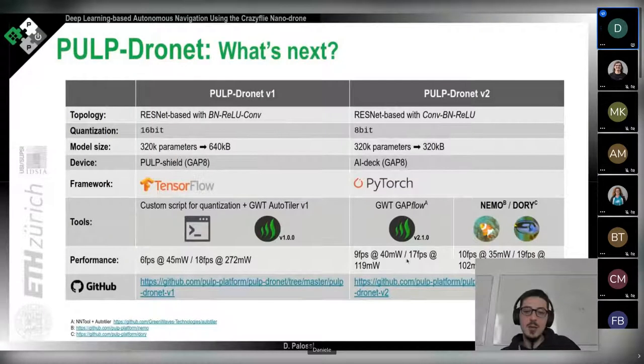As you can see, these two couples of frame rate and power consumption refer, as before, to the most energy efficient configuration and the max performance one. Keep in mind that these numbers refer to a cluster running at 175 megahertz, while before the max performance was with a cluster overclocked at 250 megahertz. And you can see that we gain both in terms of throughput and in terms of power consumption. So a step forward towards what hopefully soon we will present as the PULP drone V3.